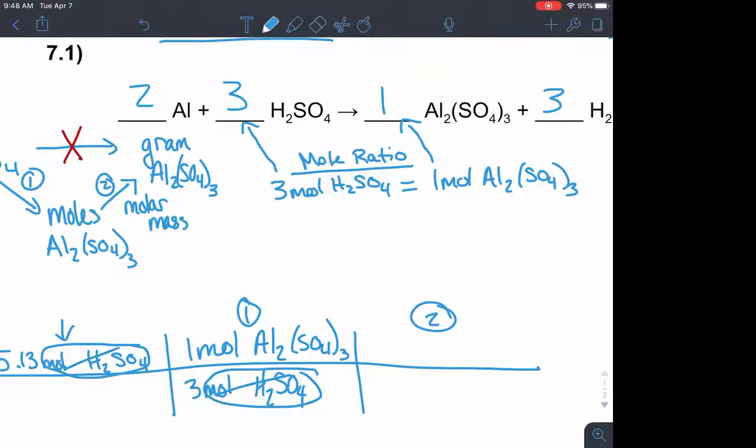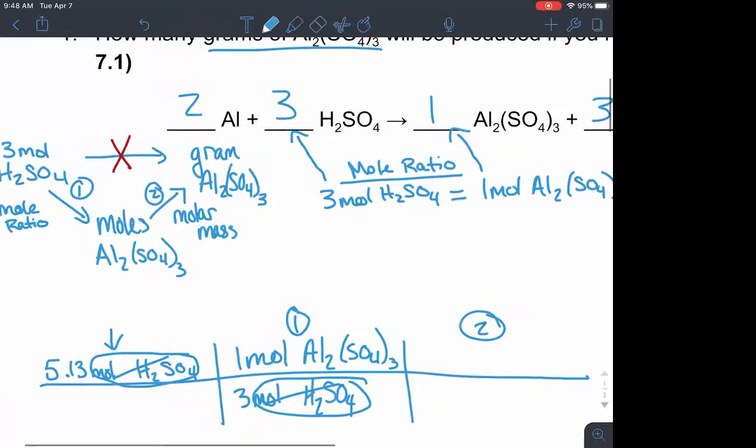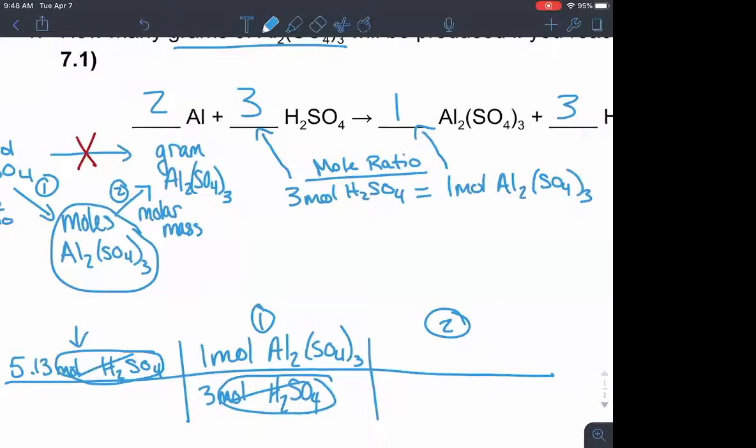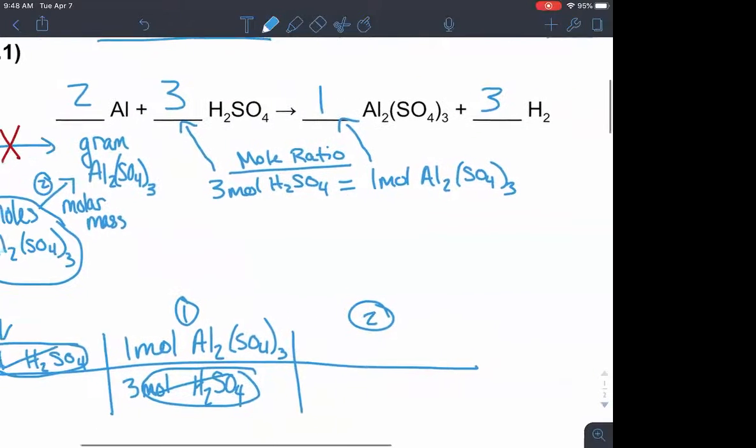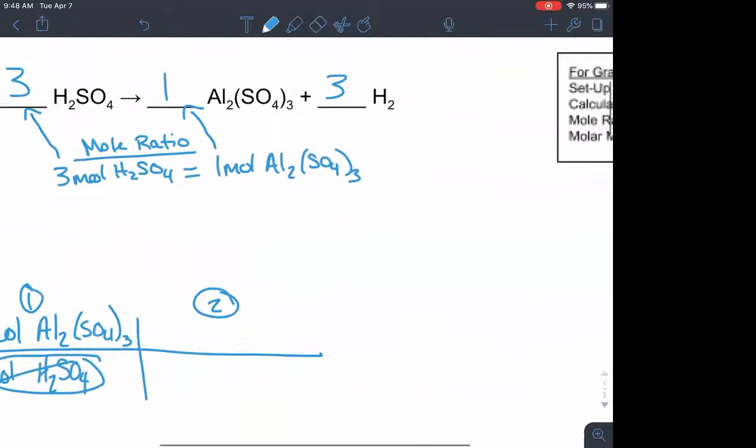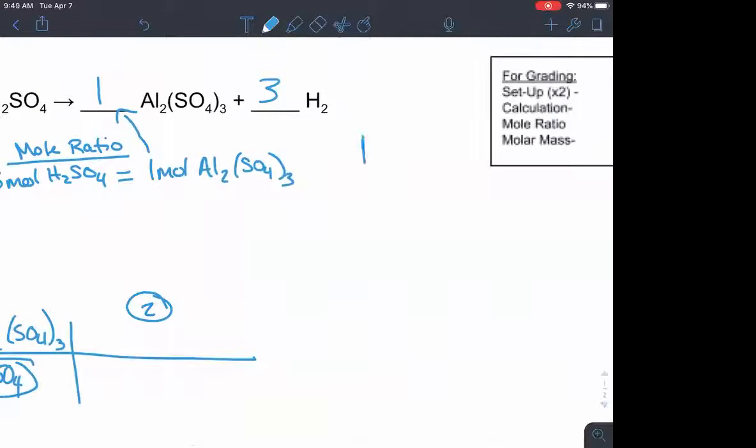So now we're in moles of Al2(SO4)3. We've done step 1 over here. So now we're here in moles, which means what's our next step? Molar mass. We're going to use our molar mass to go from what to what? Moles to grams. Perfect. So now we have to find our molar mass. I'm going to do that one right here.